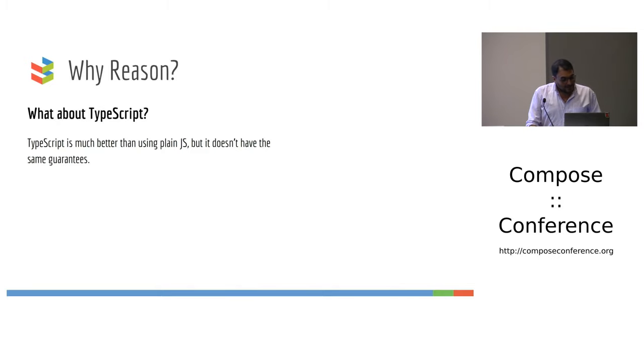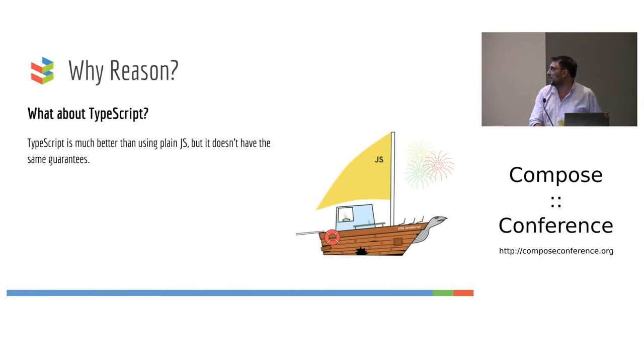Well, TypeScript is better than plain JavaScript, but doesn't have the same guarantees, you know. I came across a talk from Charlie Forsythe recently that compares JavaScript with a ship, right? This is the USS JavaScript. It's a lot of fun, has fireworks and, I don't know, a ping pong table. But if you look under it, it has holes, right? It has this "undefined is not an object" or those kind of holes.